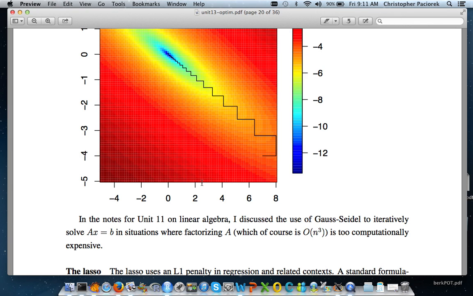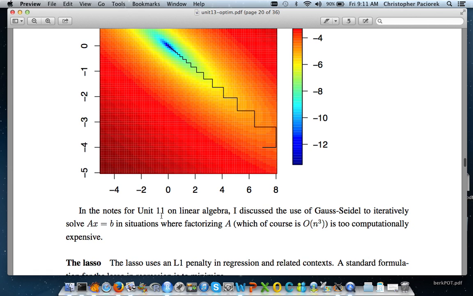Okay, so when we left off, I was talking about Gauss Seidel, which is basically walking in the coordinate directions. And we saw that, as you might expect, this will tend to zigzag in problems. I won't go into the details. If you're interested, you can go back to Unit 11. But you can use Gauss Seidel to iteratively solve a system of equations like we were talking about in the linear algebra unit. And so that can give you a computationally efficient way to get an approximate solution.